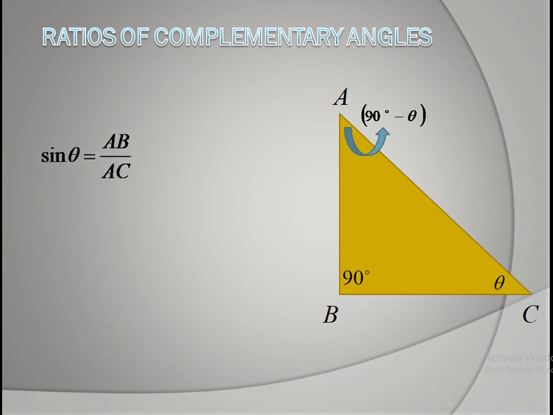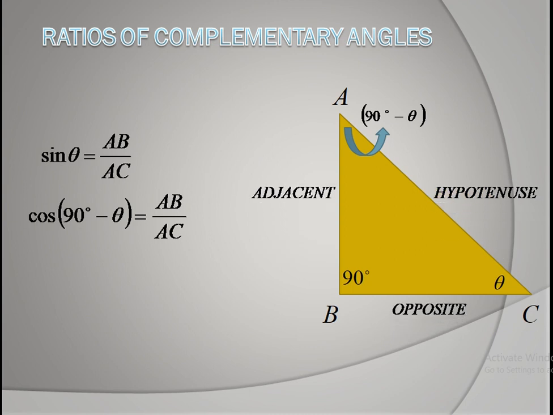Now we have sin theta is equal to AB by AC, because when we take the angle theta, then AB will be the opposite side, BC will be the adjacent side and AC will be the hypotenuse. So sin theta is equal to AB by AC. Now cos of 90 degrees minus theta is equal to AB by AC.